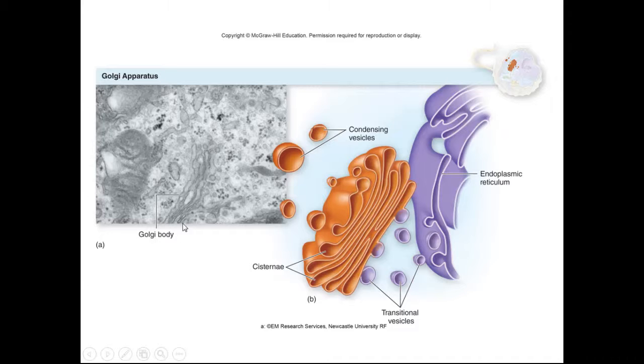Here is a Golgi body in a photomicrograph. One thing to note is that we have a series of flattened stacks, and it is not next to the nucleus. If you see a series of flattened stacks right next to the nucleus, it's probably going to be an endoplasmic reticulum. If it's not next to that nucleus, think Golgi apparatus.